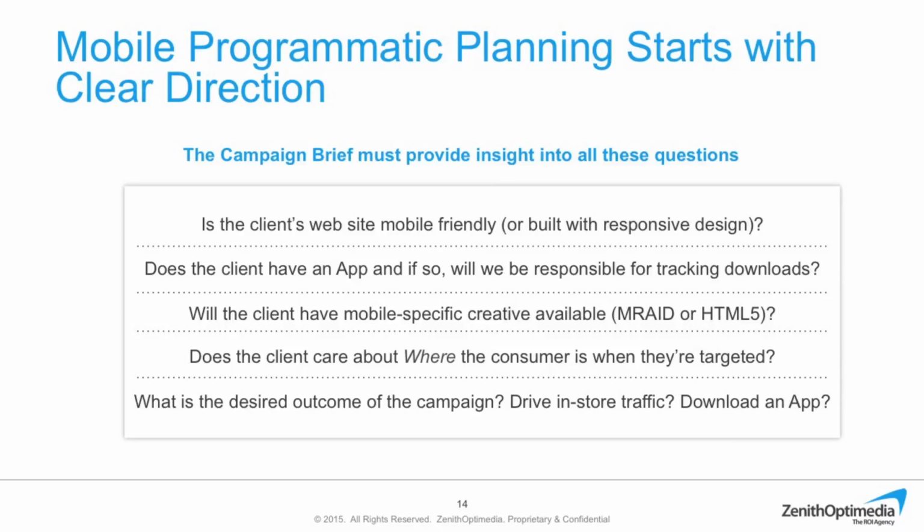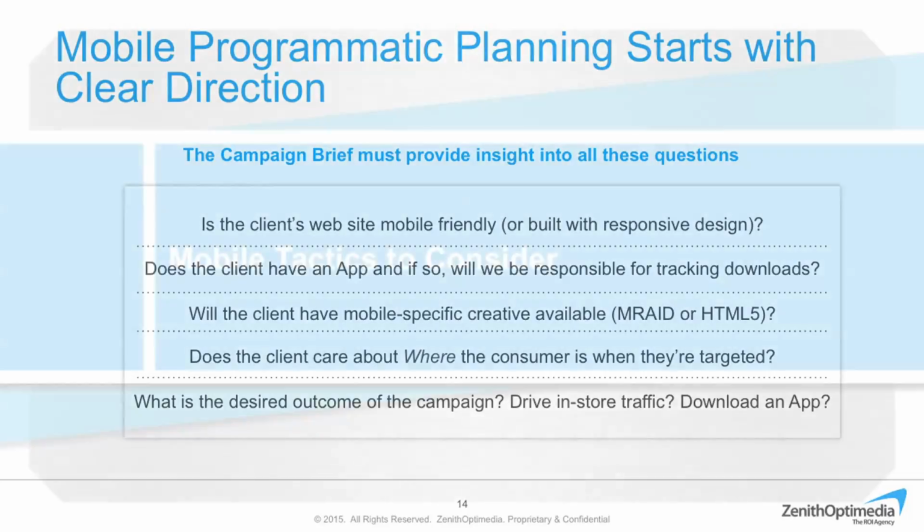Now that we've decided that mobile is going to be part of our campaign, it's important to provide the person that will be planning for this campaign with clear direction on all of these items. The campaign brief must provide insight to these questions, including, is the campaign's website mobile friendly? Does the client have an app? And if so, are we going to be responsible for tracking downloads? Will the client have a mobile specific creative? Does the client care about where the consumers are when they're targeted? And what is the desired outcome of each campaign? Is it to drive in-store traffic or download an application? We'll discuss later on in the presentation why all of these things are important.